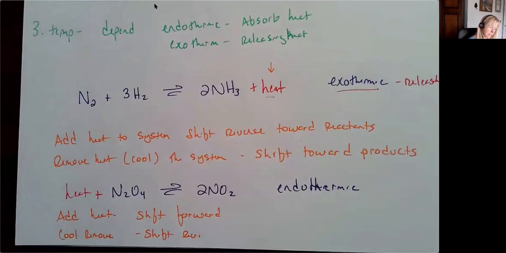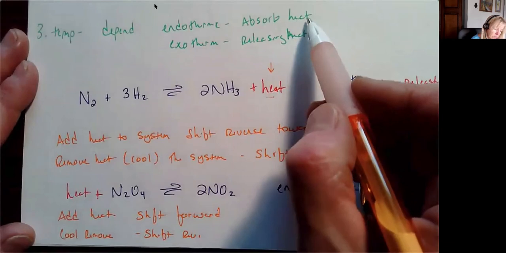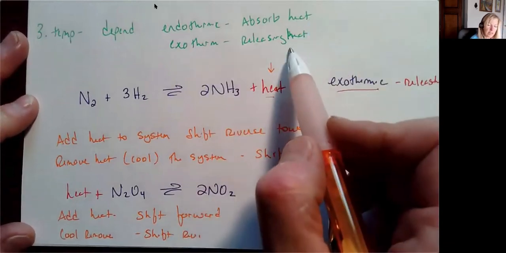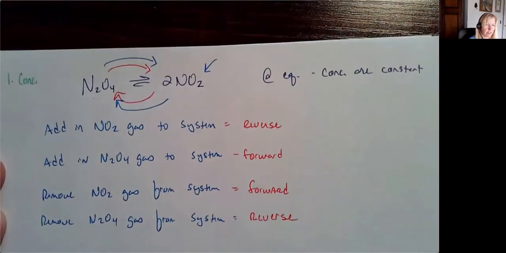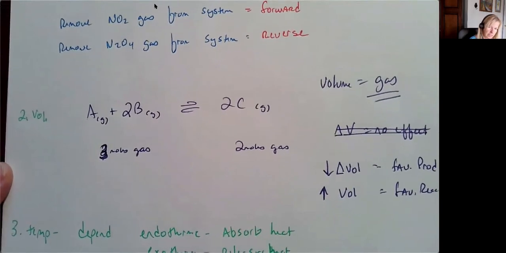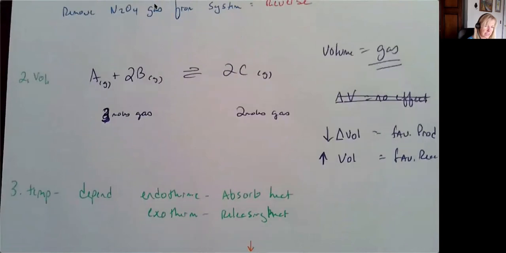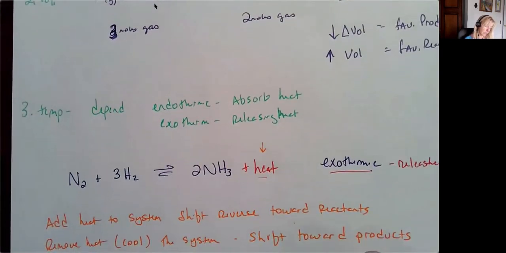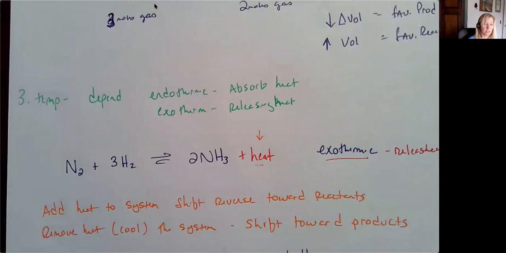So temperature is going to be dependent. If it's endothermic and I add heat, it's going to shift it forward. If it's exothermic and I add heat, it's going to shift it in reverse. So concentration is going to have the effect on everything irregardless. Volume is going to have an effect only on gases, and it's going to depend upon which side has the most number of gases. And then temperature, which is our third shifter or stressor, we call these stressors. Temperature is my third stressor. Temperature is going to depend on whether I have an endothermic reaction or an exothermic reaction.